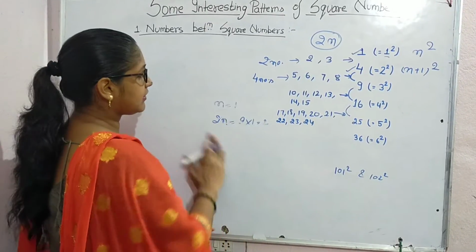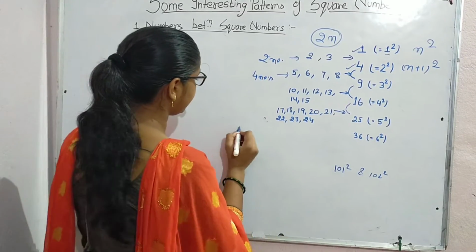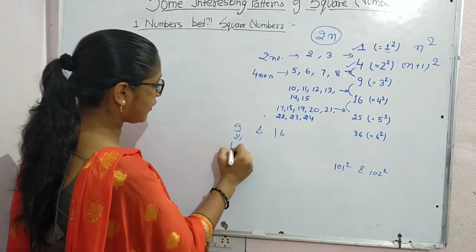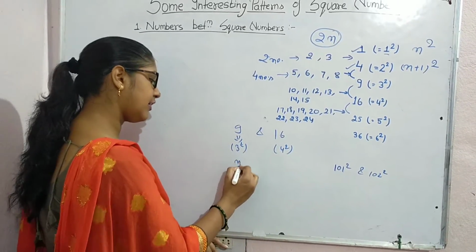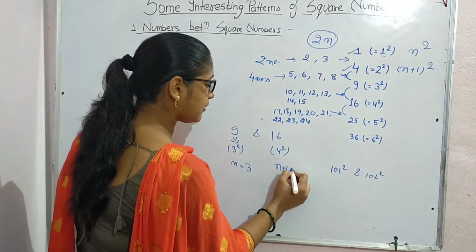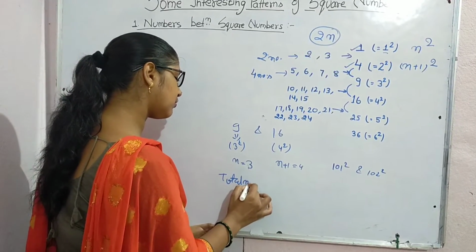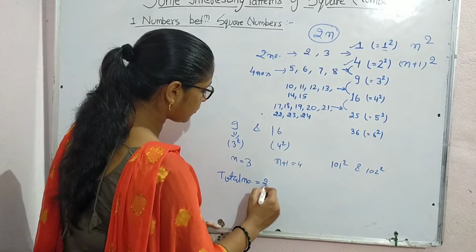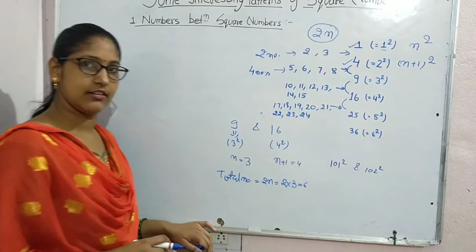Same as when we see this for squares 9 and 16. So 9 is the square of 3 and 16 is the square of 4. So here n is equal to 3 and n plus 1 is equal to 4. So here total numbers between 3 square and 4 square is 2n is equal to 2 into 3 equal to 6. Okay.